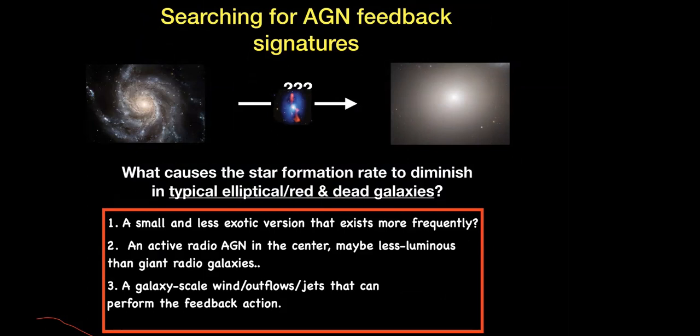They should also have an active AGN in the center, of course, but maybe less luminous than the giant radio galaxies that I was showing you. And finally, they should also show winds or outflows or jets that can actually perform the feedback action. These are sometimes called the maintenance mode or radio mode feedback. But again, these are just proposed theories. We still need to observe these characteristics in real data in ellipticals to actually prove this.